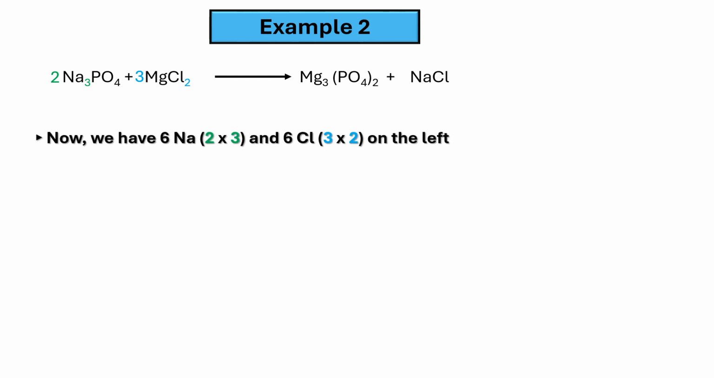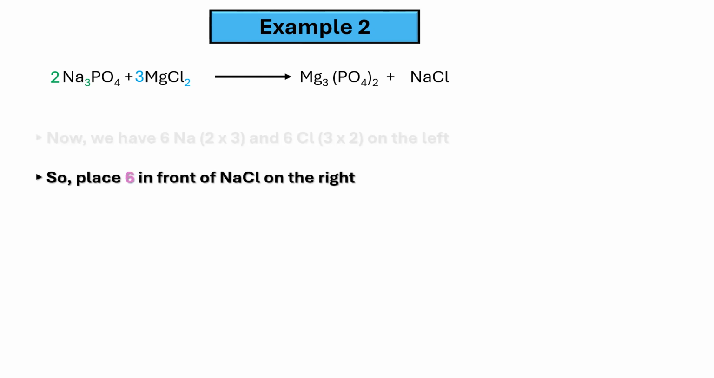Now we have 6 sodium and 6 chlorine on the left side of the equation. So we should place a 6 in front of sodium chloride on the right side of the equation in order to balance sodium chloride.